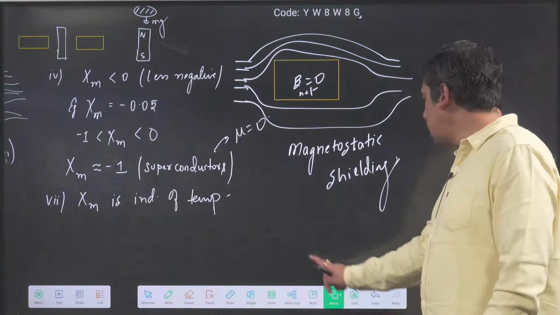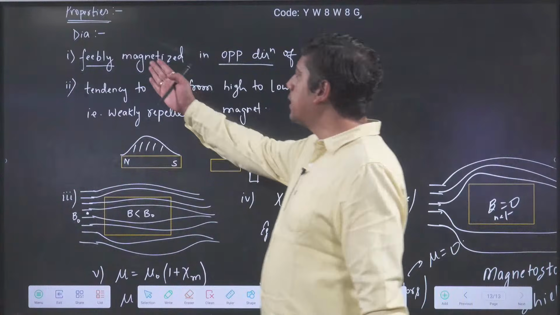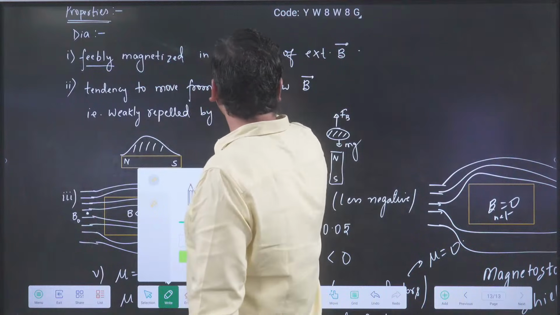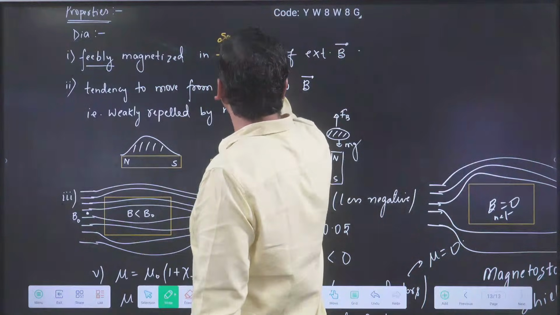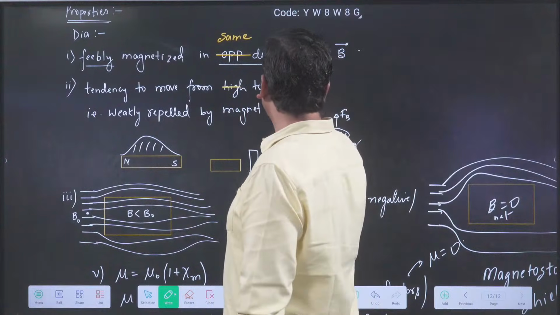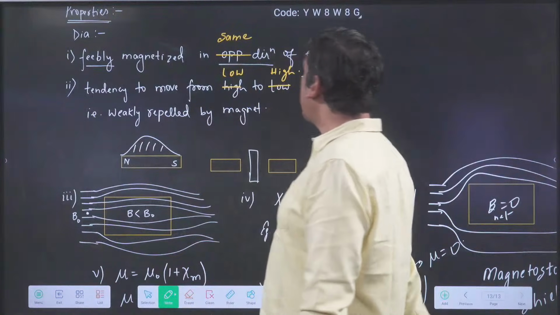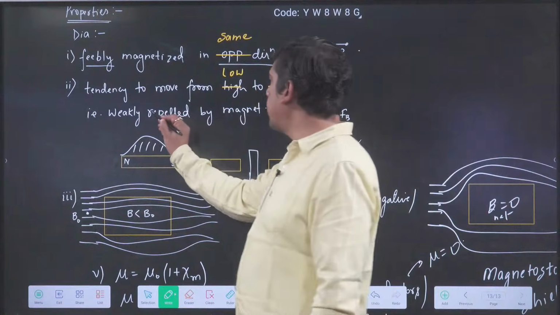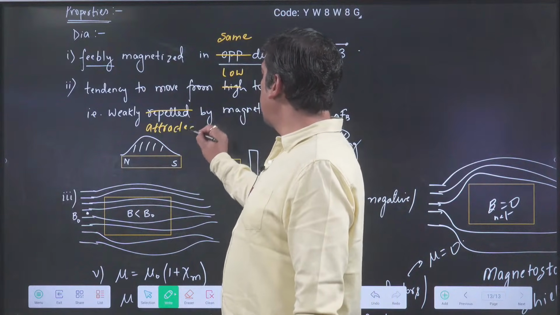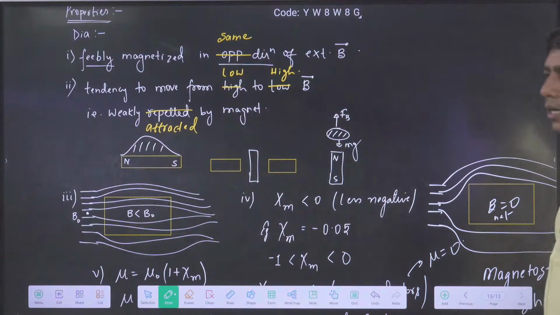In paramagnetism, I will go first. We will do the reverse. The first point is that it is feebly magnetized in the same direction as the external magnetic field. It has a tendency to move from low to high magnetic field region. That's why it is weakly attracted by a magnet.